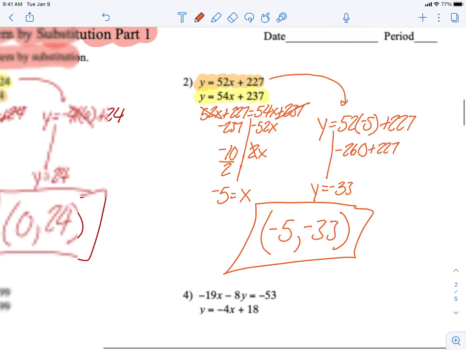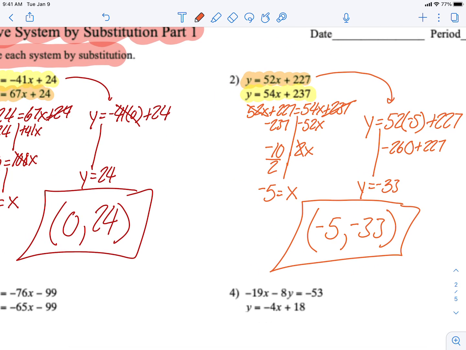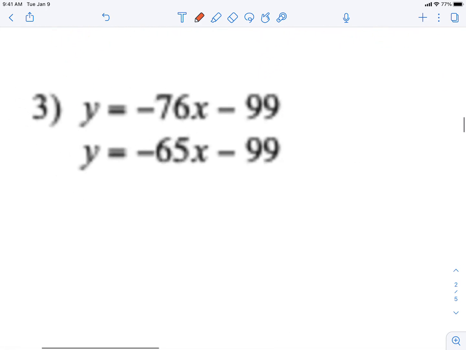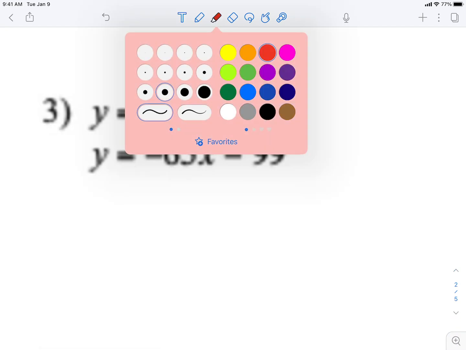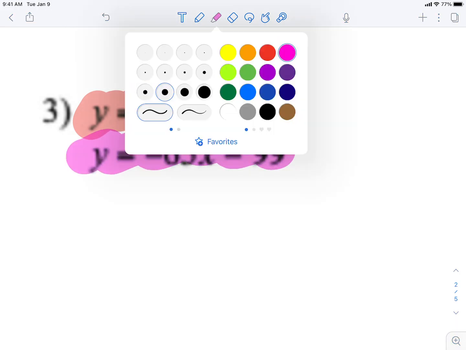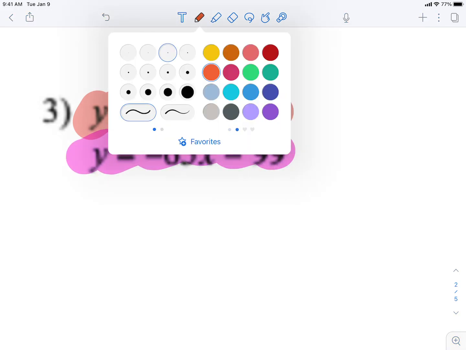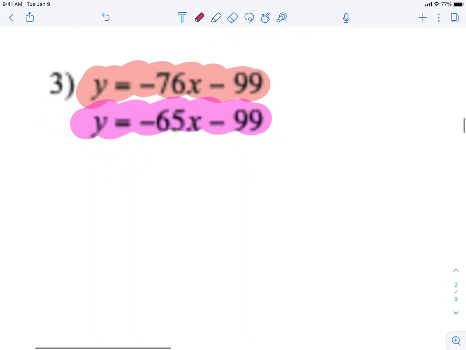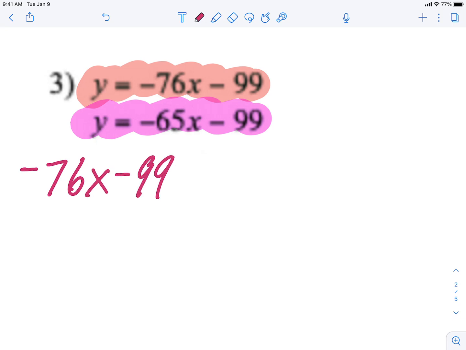Look at that. So those are my first two. Two done, right? Two done. Number 3. All right. So I'm going to go with red, and I'm going to go with pink, right? So again, y is equal to y, so the right side of the red is equal to the right side of the pink.